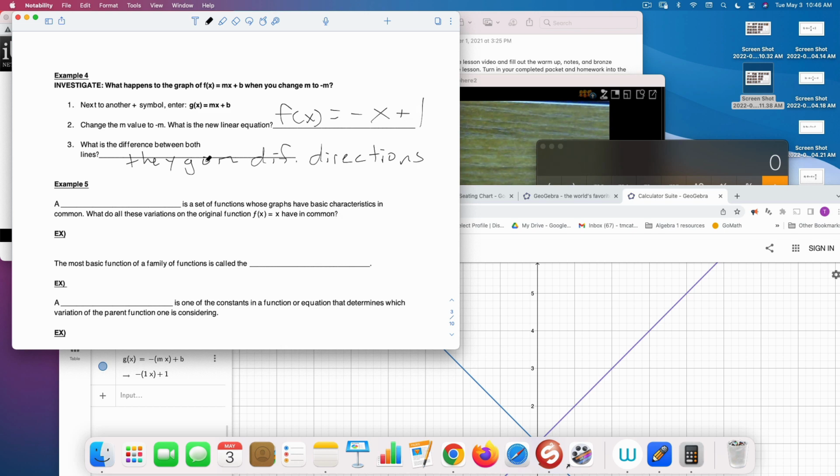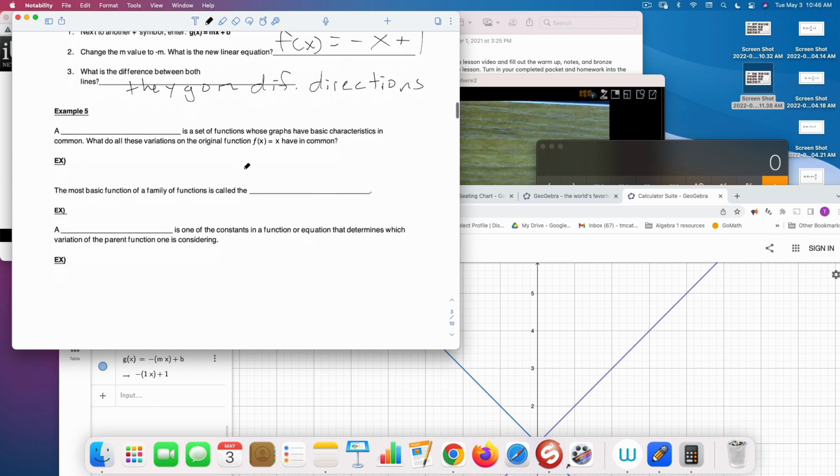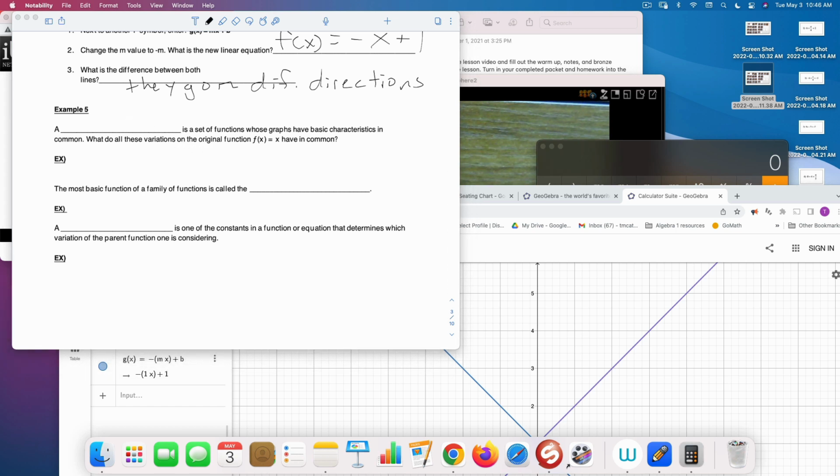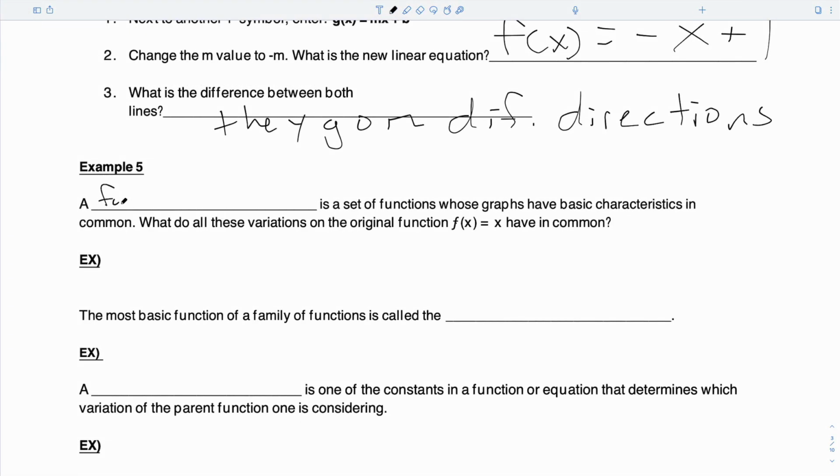Okay, so that should have been a review of what you kind of already know with functions. Last couple of vocab words. A family of functions is a set of functions whose graphs have a basic characteristic in common. What do all these variations in the original function f of x equals x have in common? Well, they're all linear functions. So a family of functions could be a set of linear functions. They all have a straight line.